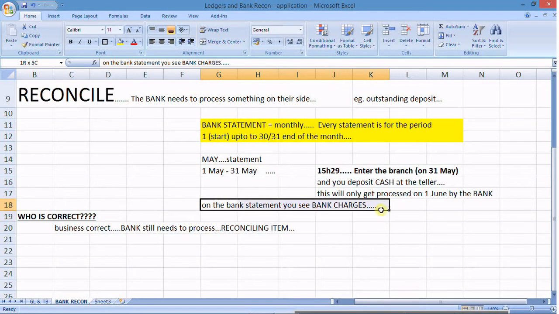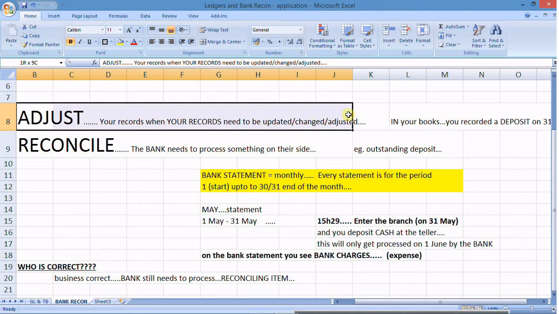Okay? Who's correct? The bank. If there are bank charges on your account, that means you have an expense that the bank has charged your account with. But have you recorded it in your books? No, you haven't. So what would you do? You'd have to adjust. You wouldn't reconcile, because your books need to be updated, changed, or adjusted.